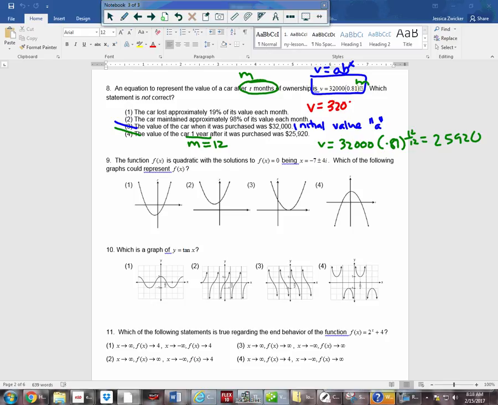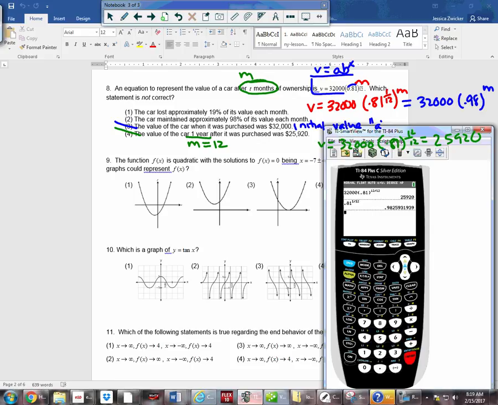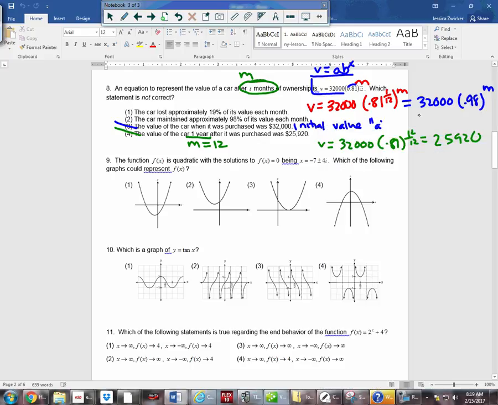If I change this to 32,000 times 0.81 to the 1/12th m and rewrite that exponent, I can get a monthly growth rate. Okay, so I'm just going to slide in the 1/12th. If I do that, I get 32,000 times 0.98 to the m, which looks like this in the calculator. That's why I'm choosing 0.98. It's my second line. So all I'm doing is rewriting the equation to see if that helps me out.